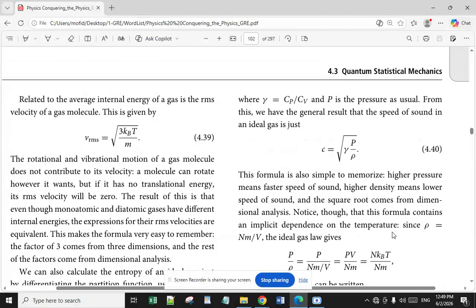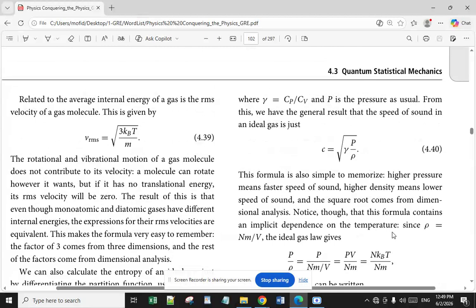This formula is also simple to memorize. High pressure means faster speed of sound. Higher density means lower speed of sound. And the square root comes from dimensional analysis.